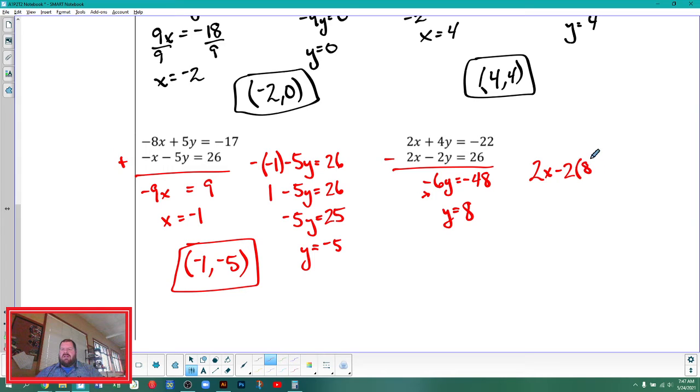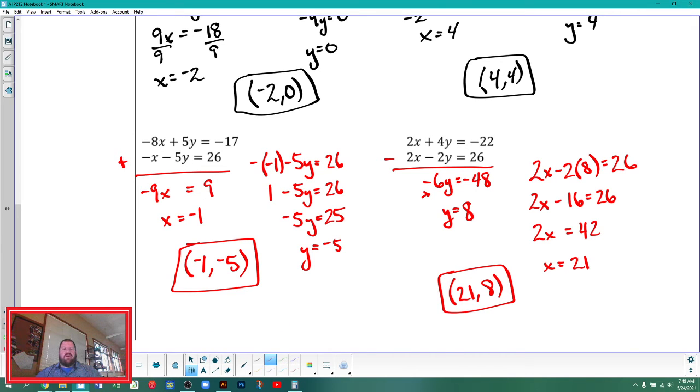Minus 2 times 8 is equal to 26. 2x, and that's going to be minus 16 is equal to 26. When I add 16 to both sides, I'm going to get 2x is equal to 30, 42. Is that right? Yeah, that's right. And when I divide by 2, I'm going to get x is equal to 21. Definitely not one I want to graph, considering those two lines cross at an x-coordinate of 21. So 21, 8. That would just have to be a really big graph to fit all that.